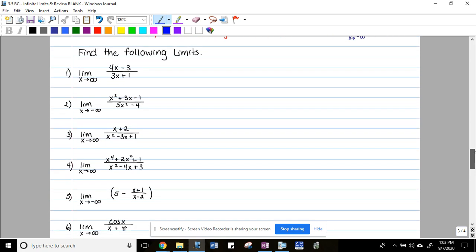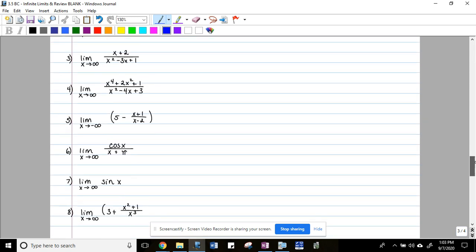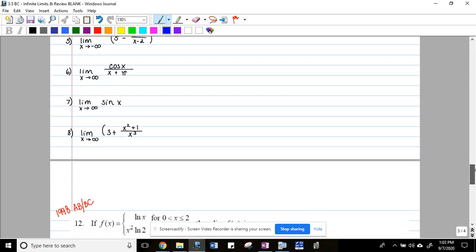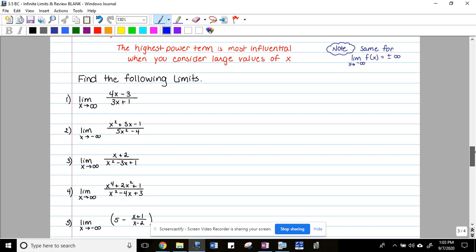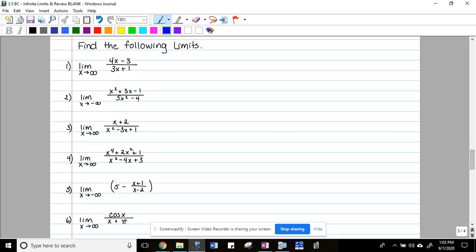So find the following limits. All of these you can see are rational functions with the exception of number 7. First one, find the limit as x approaches infinity. This is a tie. The answer is 4/3. These are really easy limits, so don't overthink them. As we approach negative infinity, we still have a tie. The limit is 1/5. It doesn't matter whether we're approaching infinity or negative infinity in this case.